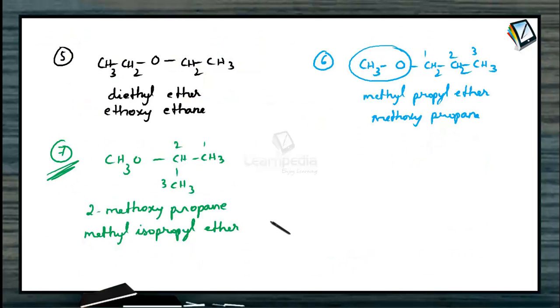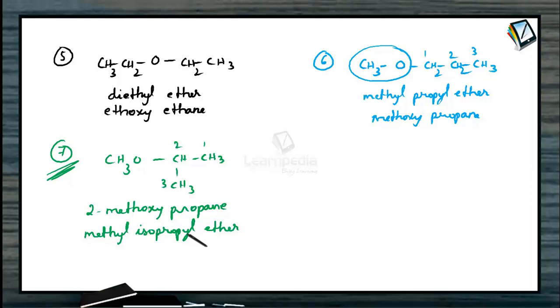Then if you compare 5 and 6 or 5 and 7, in the case of fifth one, both the alkyl groups attached to the ether functional group are ethyl. So this becomes diethyl ether. But in the case of 6 and 7, one group is methyl group and the other group is propyl in general. That is N-propyl and isopropyl here.